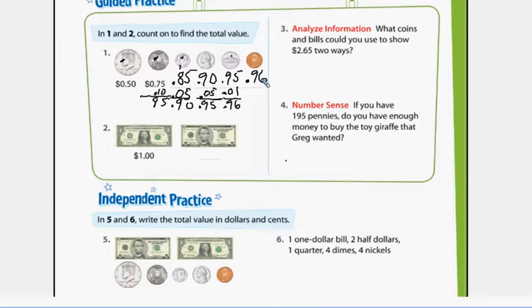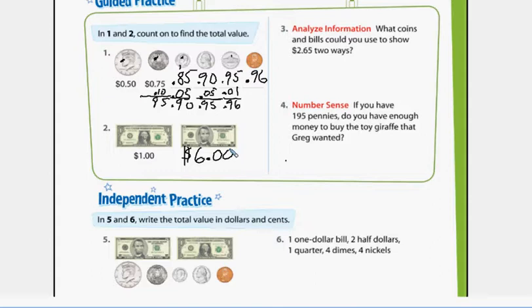Okay, problem number 2. Problem 2 is a little bit easier. You have $1 there, plus 5, and 5 plus 1 would be 6. So it looks like this. $6.